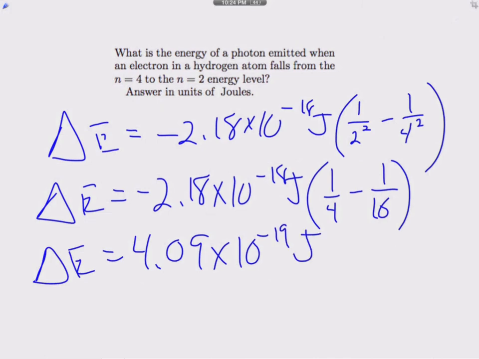Now, if you were asked what color light that might be, you would take the energy, convert it to frequency, because energy equals frequency times Planck's constant. So you could do the energy divided by Planck's constant to get the frequency. So if I was going to do that out, it would look like this.